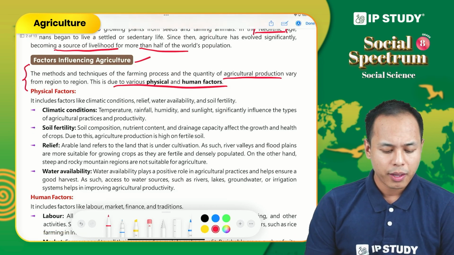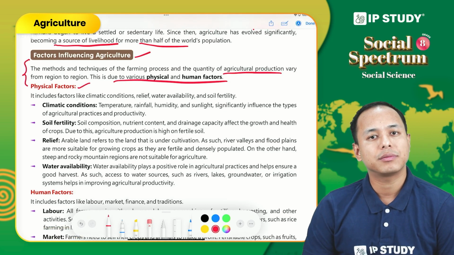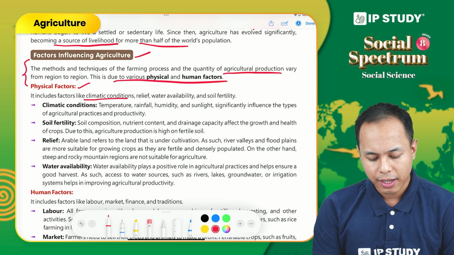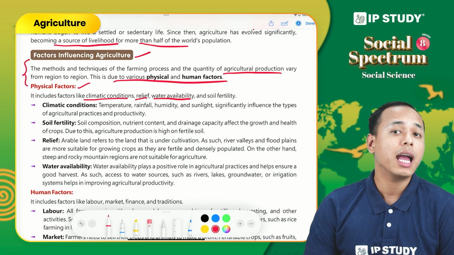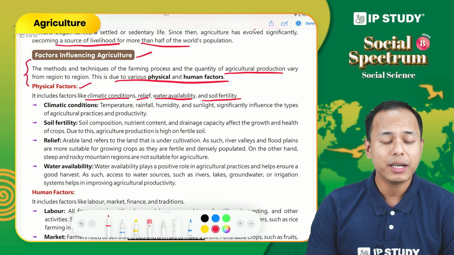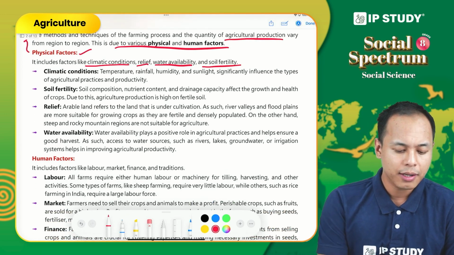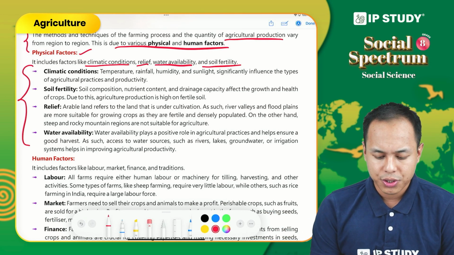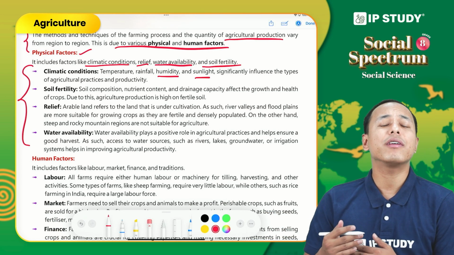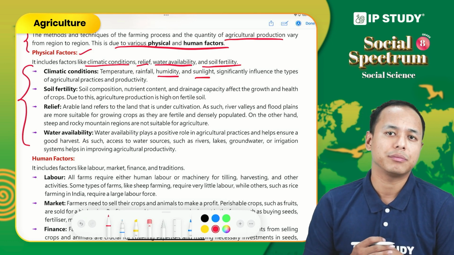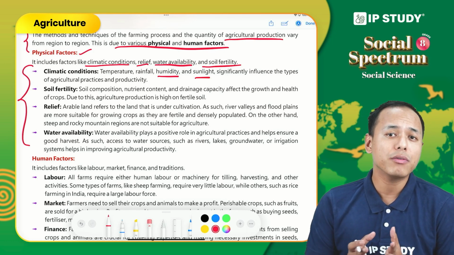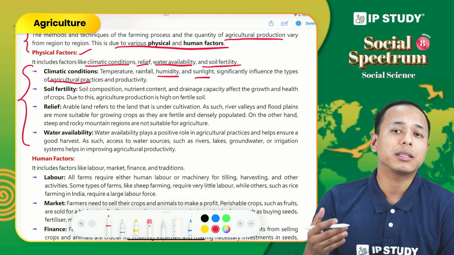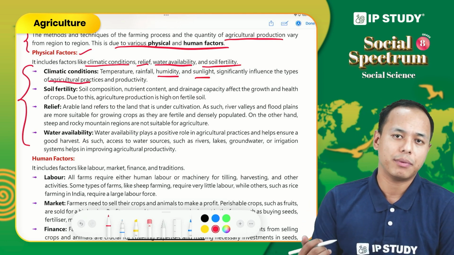First, let us discuss the physical factors. Under physical factors, we find climatic conditions, relief, water availability, and soil fertility. Now let us discuss all these factors in detail. Firstly, climatic conditions: temperature, moisture, humidity, sunlight. This influences the type of crops grown in a region. Different crops require different types of climatic conditions. Because of this, agriculture practices, methods, and also production vary from place to place.